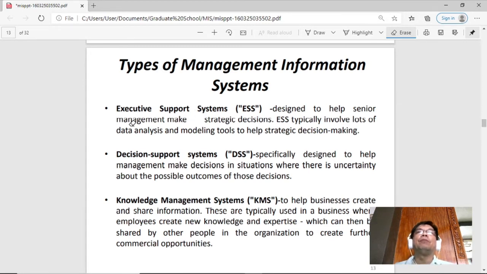So first we have the executive support system. It is designed to help senior management make strategic decisions. An ESS typically involves lots of data analysis and modeling tools to help strategic decision making. One of the buzzwords of IT these days is data analytics, and data analytics has something to do also with the executive support system. The data that we have here are not just internal data. Sometimes we also use external data.